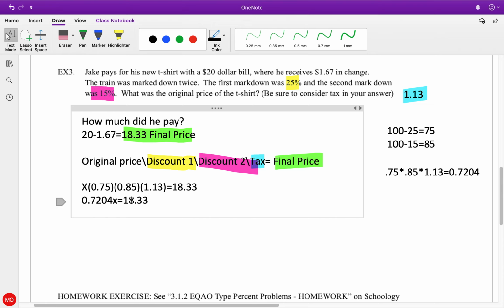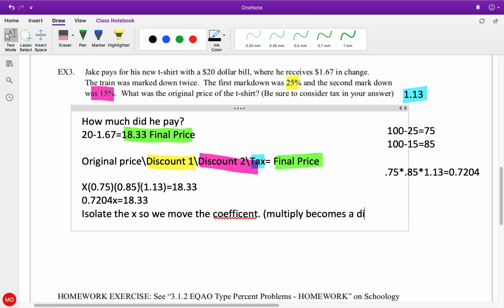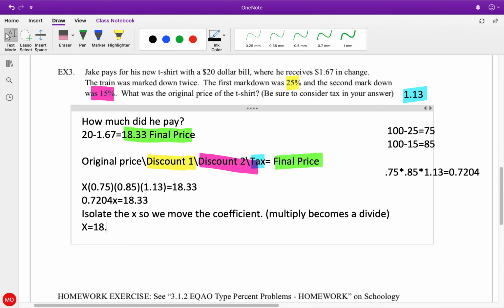So now we have to isolate the x. So we move the coefficient. Right. Now it's a multiply becomes a divide. And we move it across the equal sign. So our next level is going to be x equals 18.33 divided by 0.7204.